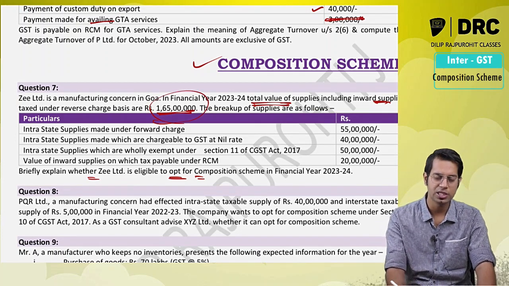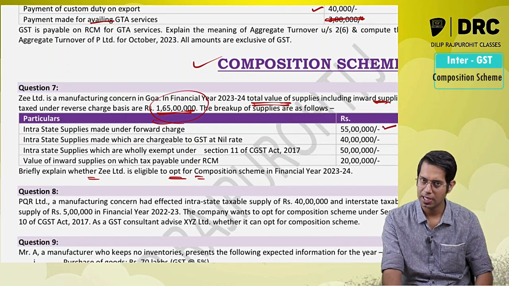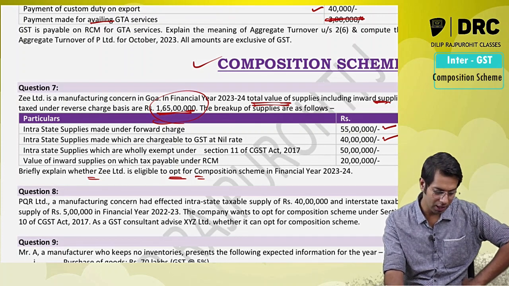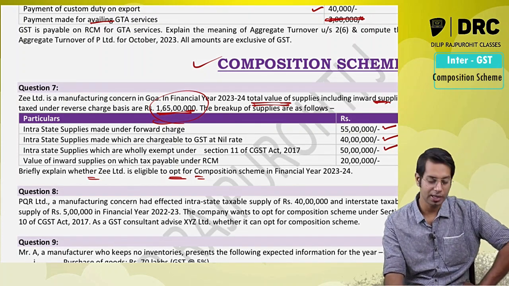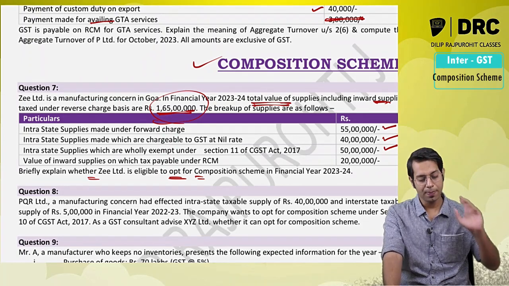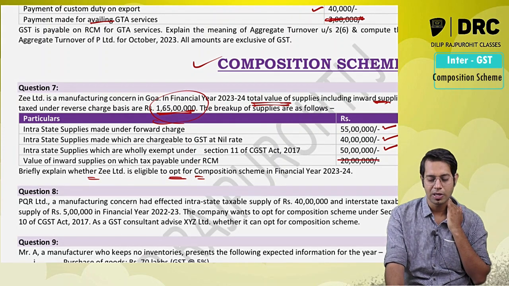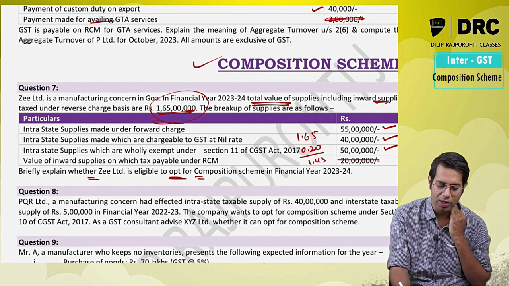So 1.65 crores includes intrastate supply made under forward charge, okay, no issues. Anyways, it is required to be included in aggregate turnover. Intrastate supply made for which nil rate, yes, that will also be included in aggregate turnover. Intrastate supply which is wholly exempt, that also will be included. And value of inward supply on which tax is payable under reverse charge will not be included in aggregate turnover. So 1.65 crores, remove this 20 lakhs, you will get 1.45 crores.